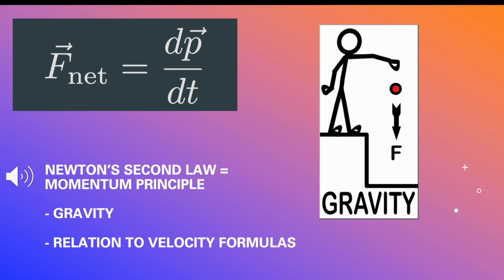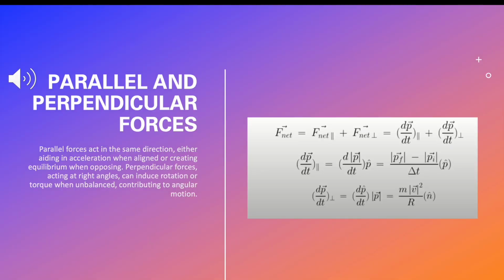When we talk about Newton's second law, we must talk about the formula above, which is F net equals dP over dt, which is a simple way of saying F equals ma, where a, in terms of this lab, is a gravitational force known by Newton, which would be F equals mg. Parallel forces act in the same direction, which aids acceleration when aligned, and perpendicular forces act at right angles, which induce rotation, torque, and angular motion. Using these two, we get circular motion, mv squared over r.